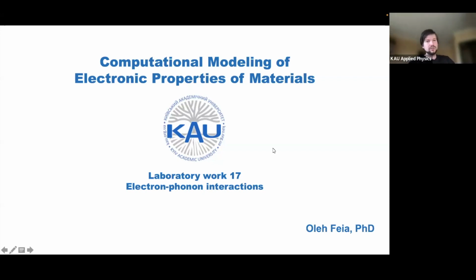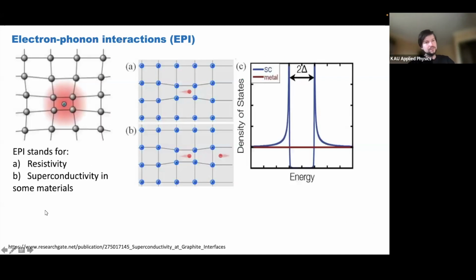So why are these interactions so important? Because two main electrical processes, resistivity and superconductivity, are both connected to electron-phonon interactions. Resistivity is obvious: an electron goes through the lattice, we have lattice vibrations, phonons, and the electron interacts with them in some way, with its energy, the lattice hits, and we get resistivity.